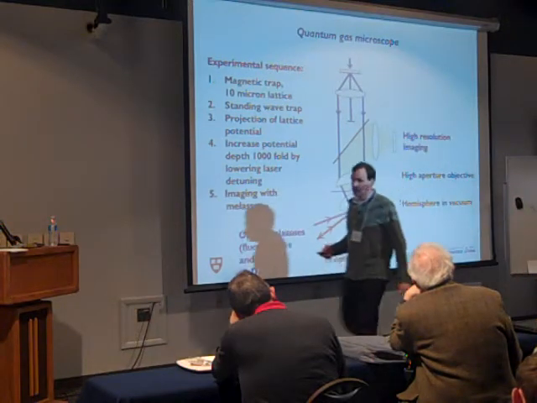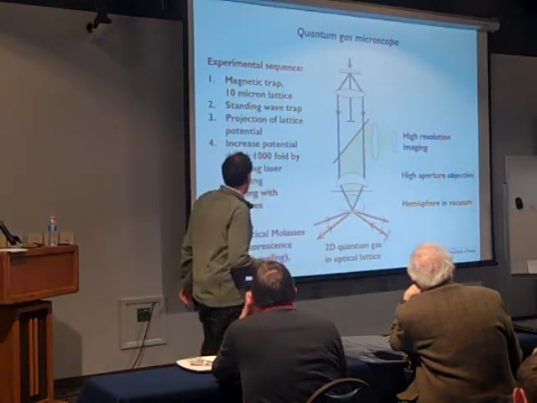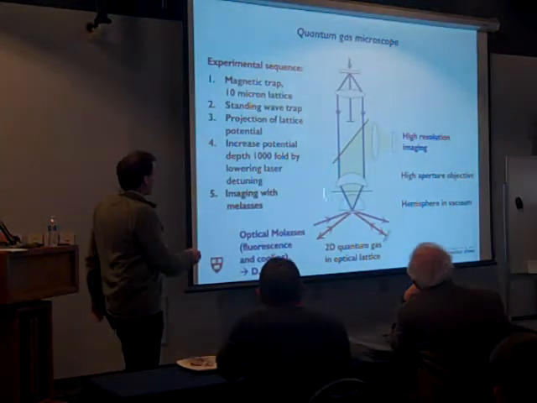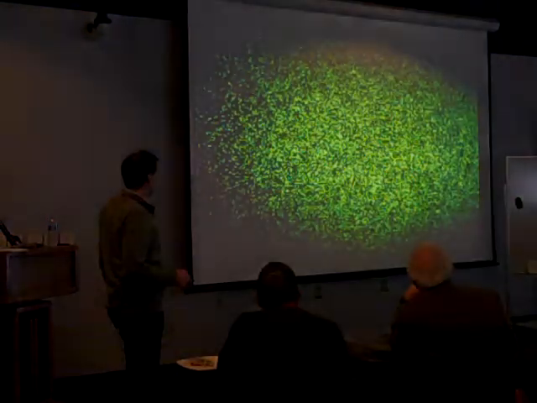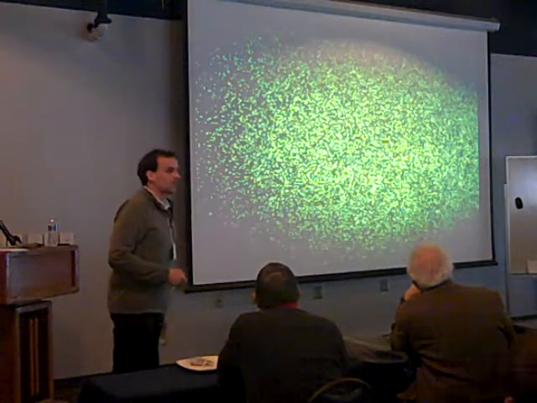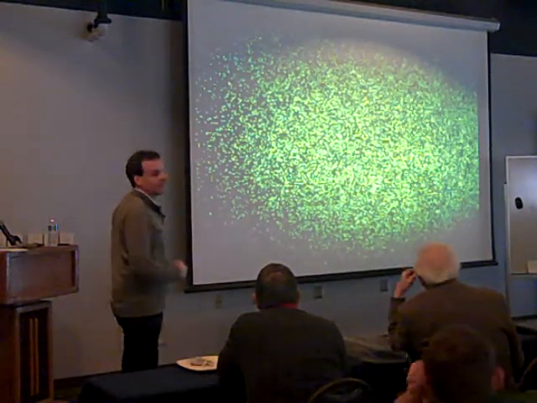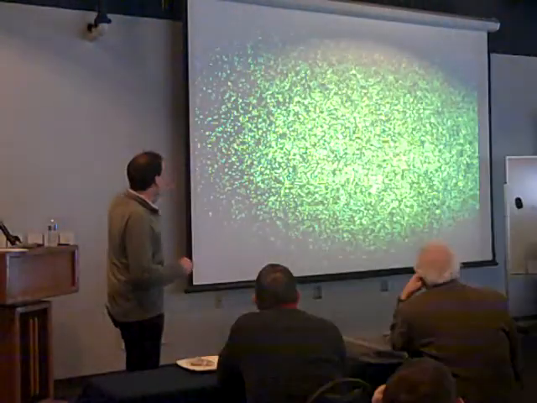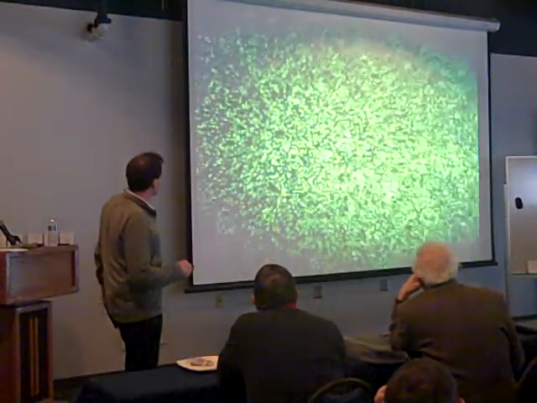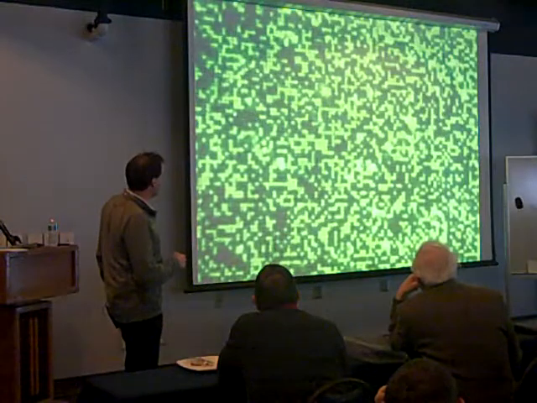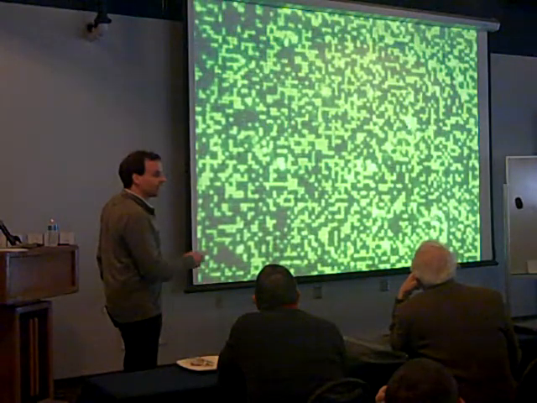So let's see how this looks. So we image this, then it will be split around the camera. And this is how it looks. So these are about 10,000 atoms in the optical lattice. You can clearly see the individual atoms here. If you zoom in, you can see the underlying lattice structure. You can see all these.